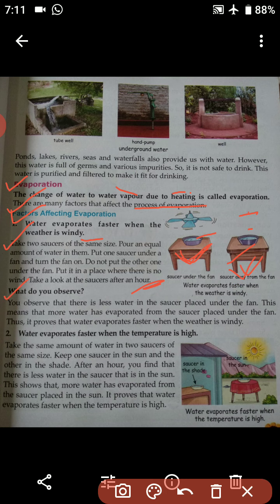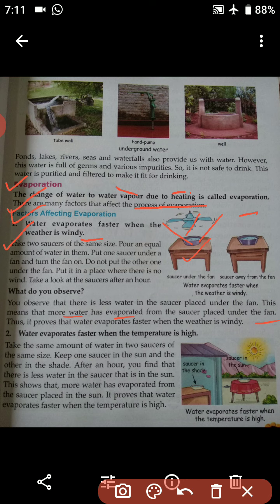So what do you observe? You observe that there is less water in the saucer placed under the fan. So students, there will be less water in the saucer that is placed under the fan. This means that more water has evaporated from the saucer placed under the fan.